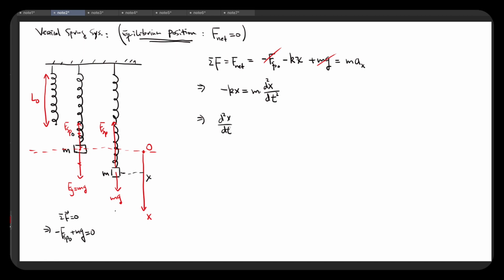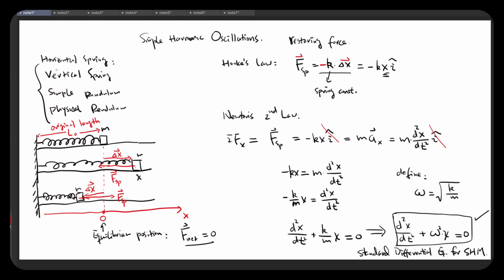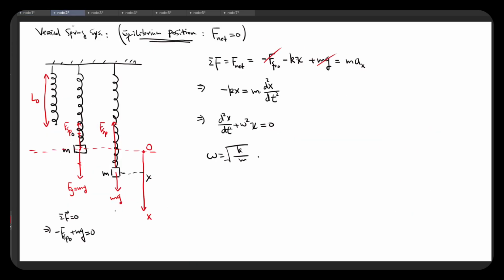So the equation looks exactly the same, where the omega is defined as the square root of k over m. Okay, so that means that whether the spring is horizontal or vertical, it doesn't matter. The only thing that changes from a horizontal spring to a vertical spring is the origin O, the equilibrium position change.